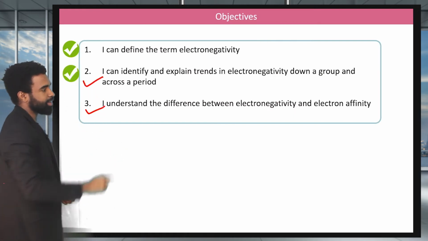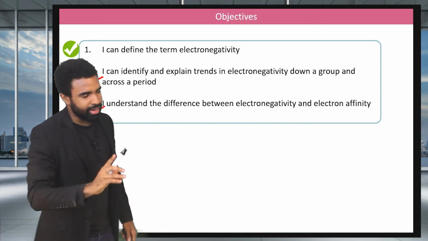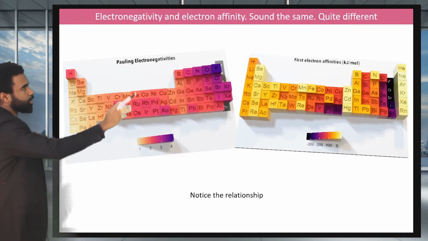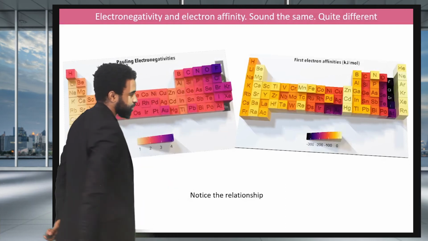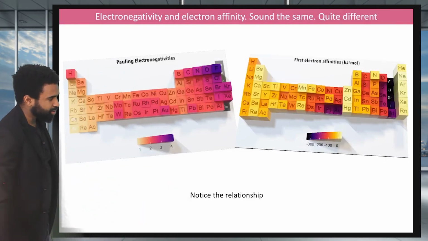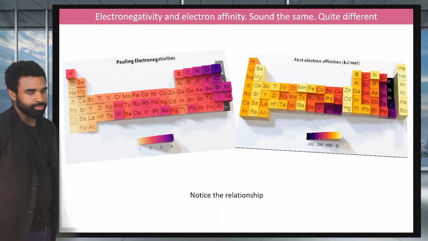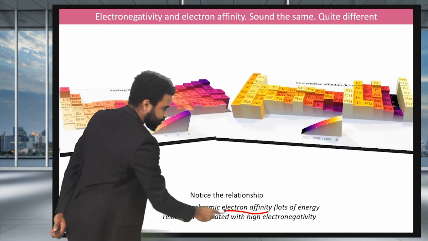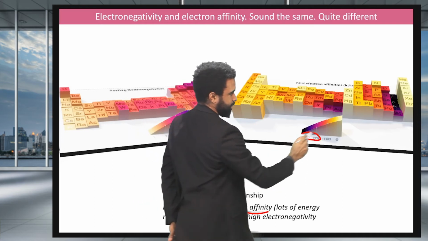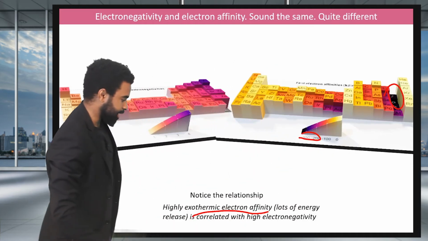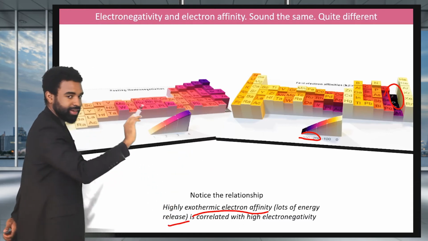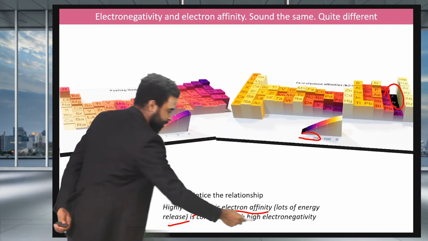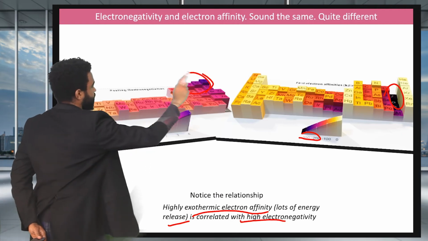Let's finally try to understand the difference between EN and EA. Hopefully you already get the difference, but we will look at it with some more detail now. So here are the pictures for Pauling electronegativities and the first electron affinities. Pause the video and see if you can notice any kind of relationship between these two. What we see is that generally highly exothermic electron affinities, like here around the halogens, which means that there's lots of energy released when an electron falls into the atom. Hopefully you remember what electron affinity is. Those highly exothermic electron affinities are correlated with high electronegativities.